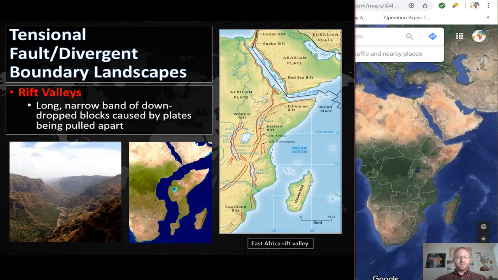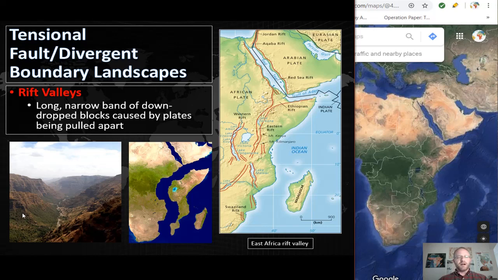Now, this slide gives a more concise definition of rift valleys. As the slide states, rift valleys are long, narrow bands of down-dropped blocks caused by plates being pulled apart. Now, what makes the African Rift Valley so unusual is that the African plate isn't diverging away from another plate like other rift valleys. In fact, the African plate is expanding, forcing the plate to be ripped apart. As the pliable lithosphere begins to stretch apart, land located near the center of the plate drops in elevation, creating this linear valley along the newly emerged plate boundary.